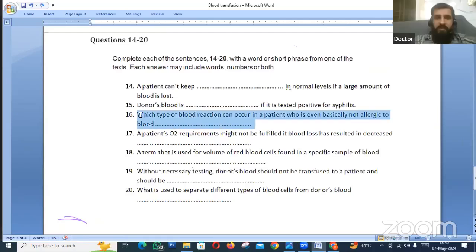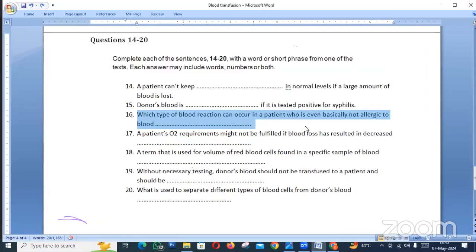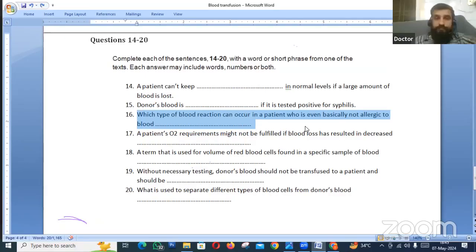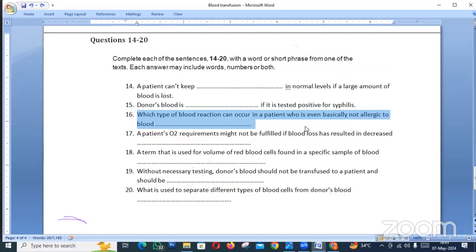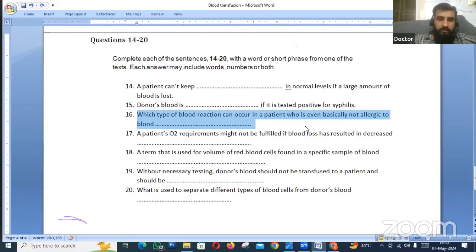Next question, which type of blood reaction can occur in a patient who is basically not allergic to blood, okay? Now, in which text will you find this answer? In which text? Muhammad Abdullah Khan, you are on Facebook, you can answer. Text C. In text C? Yes, sir. It's possible in C. Okay. Let us go to C.